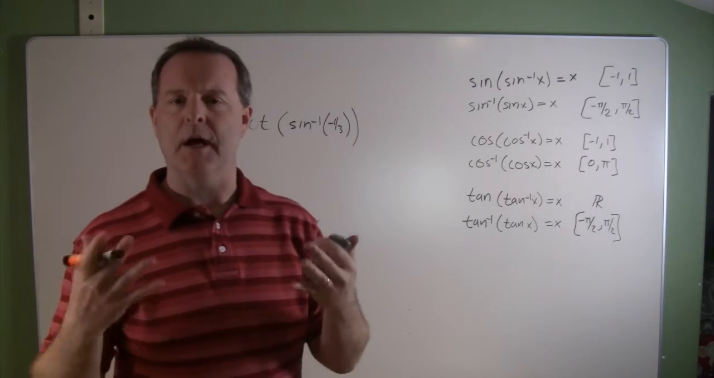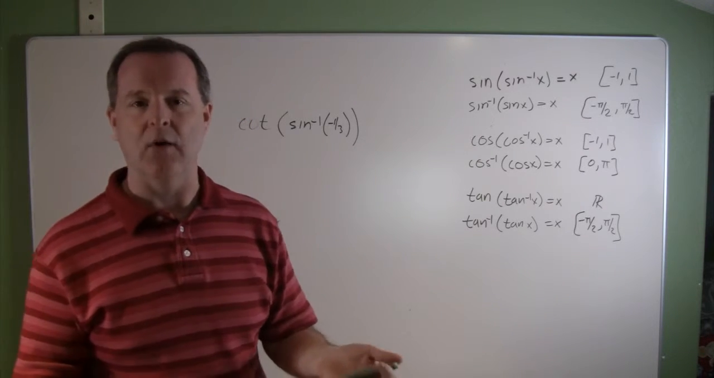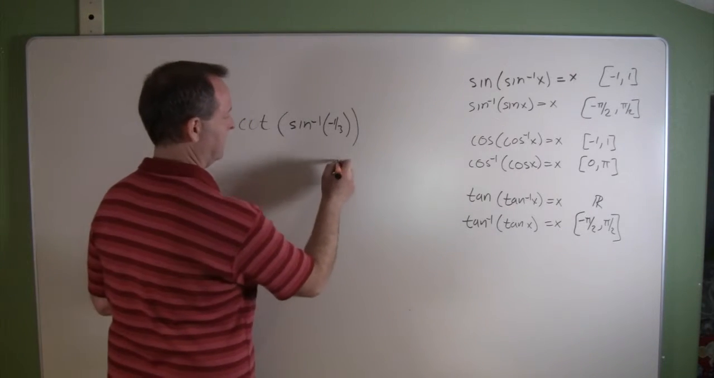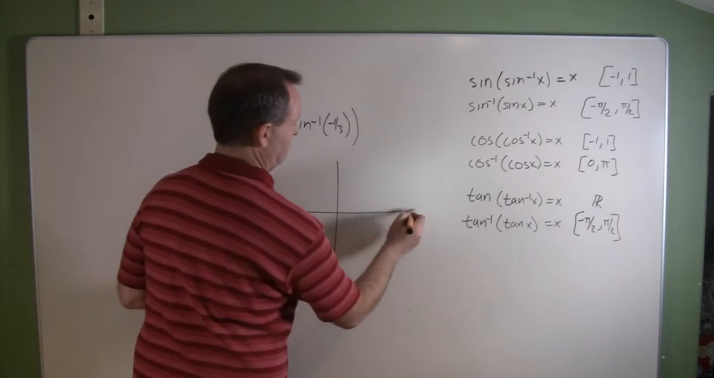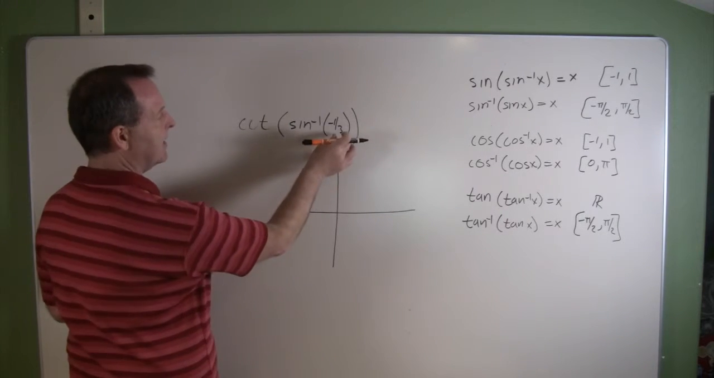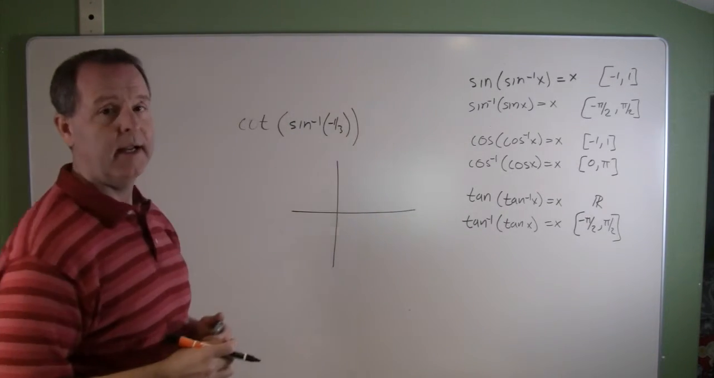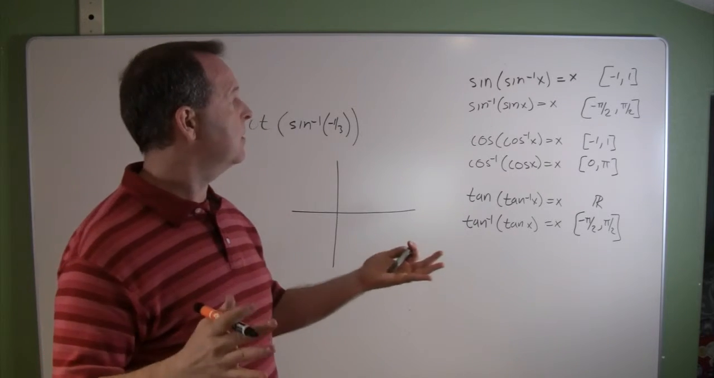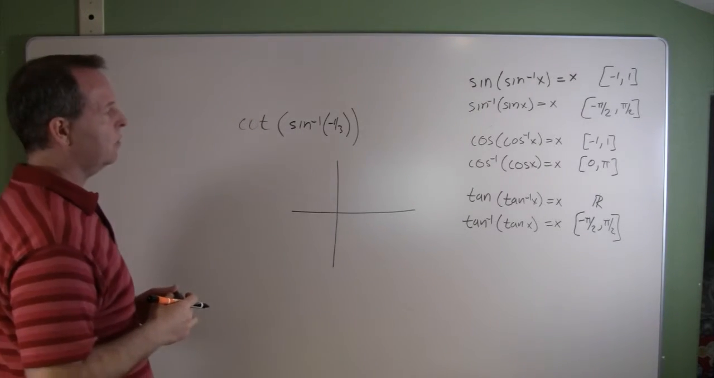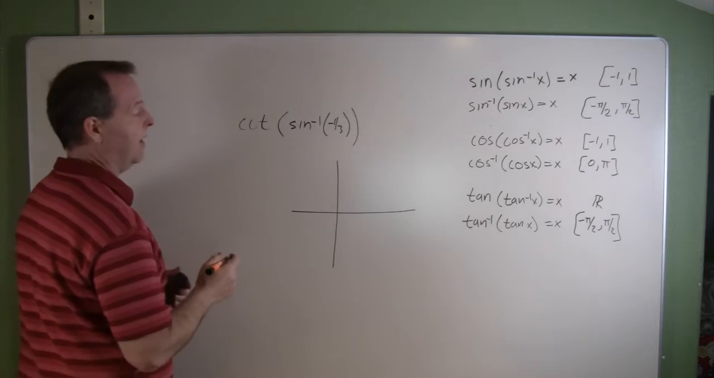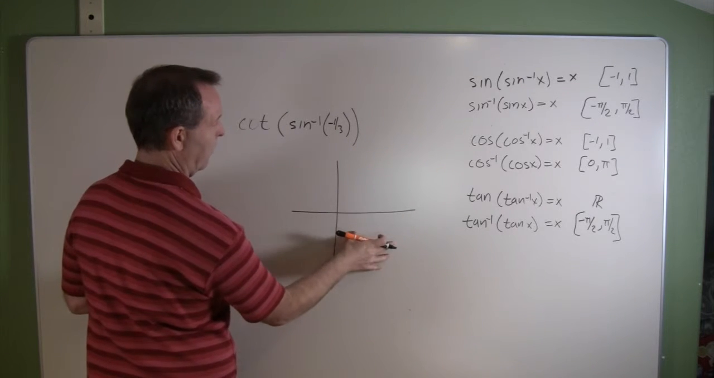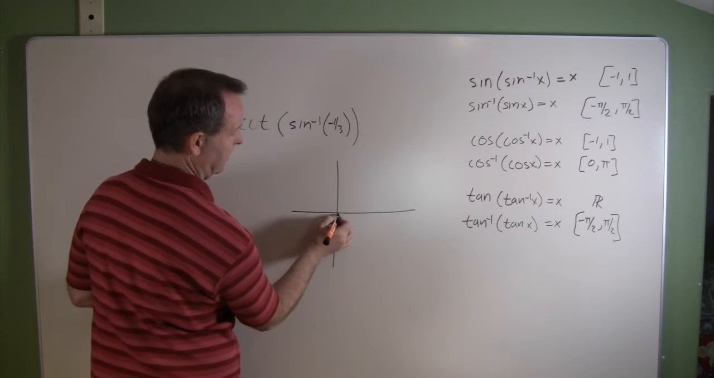For me, sometimes it helps to make sense of it by drawing it out. So let's draw a triangle. It's a -1/3 sine, and that's between our parameters, between negative pi halves and pi halves, and it's in the fourth quadrant. So I'm going to draw a triangle.